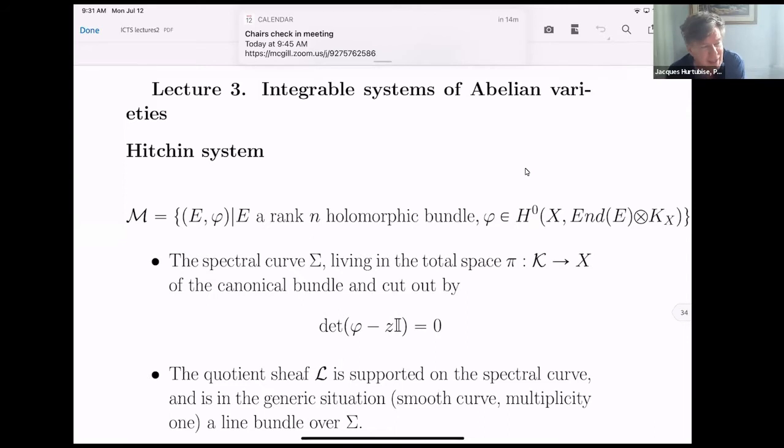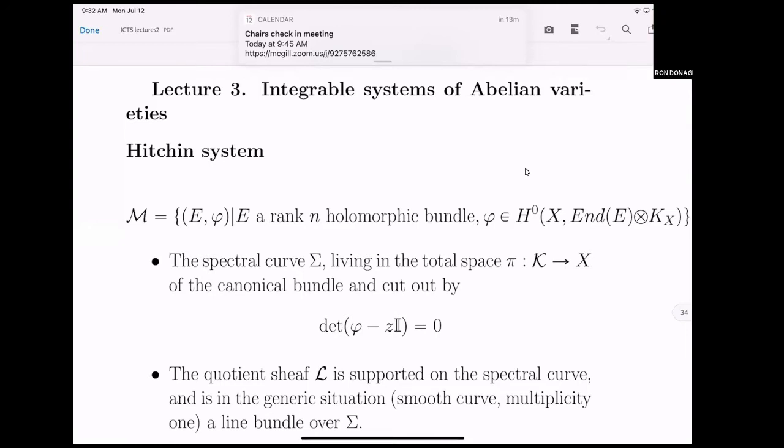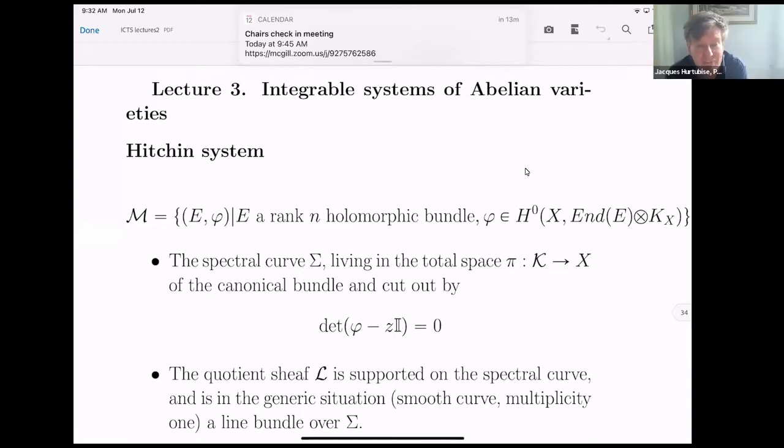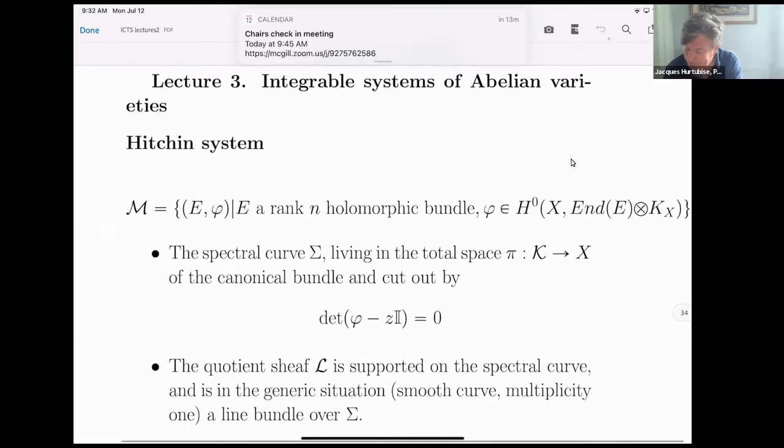We were talking last week about various integrable systems, notably the Hitchin system, that basically gave you an integrable system, in the case we were studying, of Jacobians. And the theme of the second lecture last week was to show that the symplectic geometry of this system was tightly linked to the canonical bundle of the curve, the Riemann surface X, over which these things live.